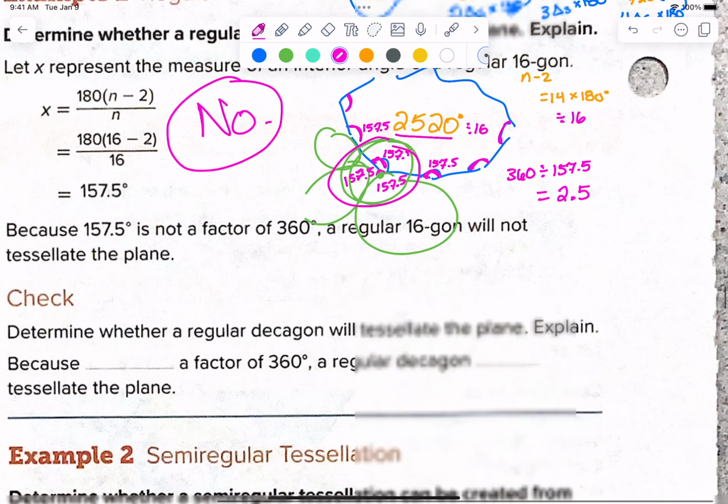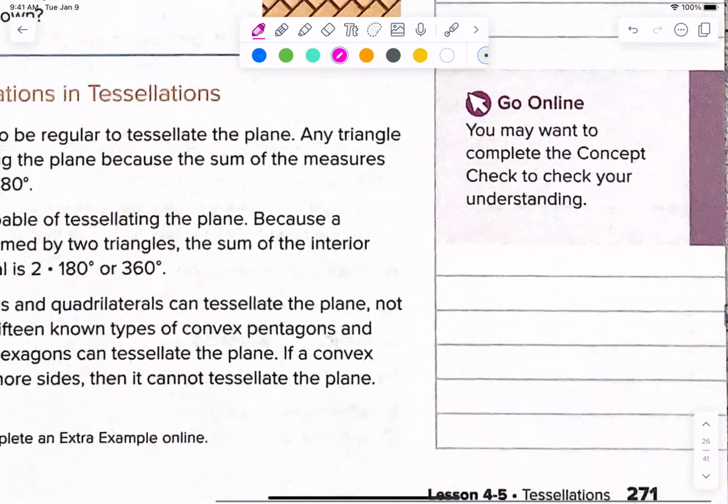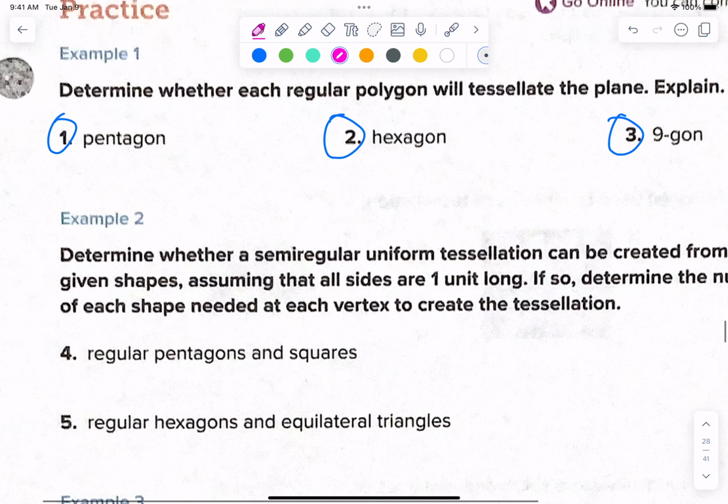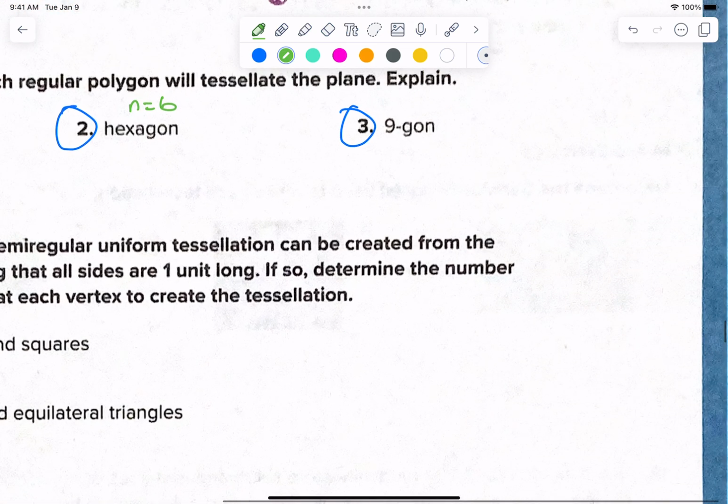Okay? Let's go ahead and do number 3 really quick together. On your homework assignment, you have to do 1, 2, and 3. First of all, on number 1, a pentagon has how many sides? 5. A hexagon has how many sides? 6. A nine-agon has 9 sides, a 9-sided figure, right? So we're trying to figure out, will this 9-sided figure tessellate the plane?